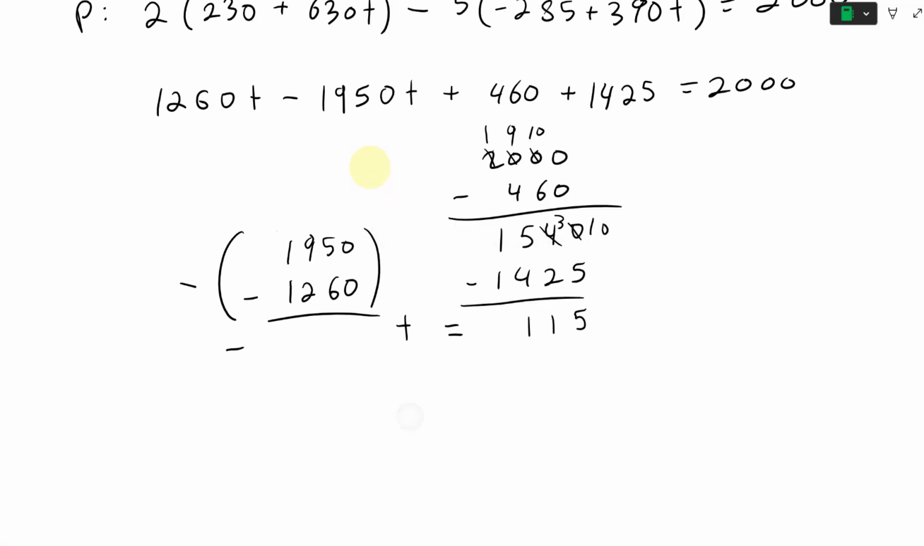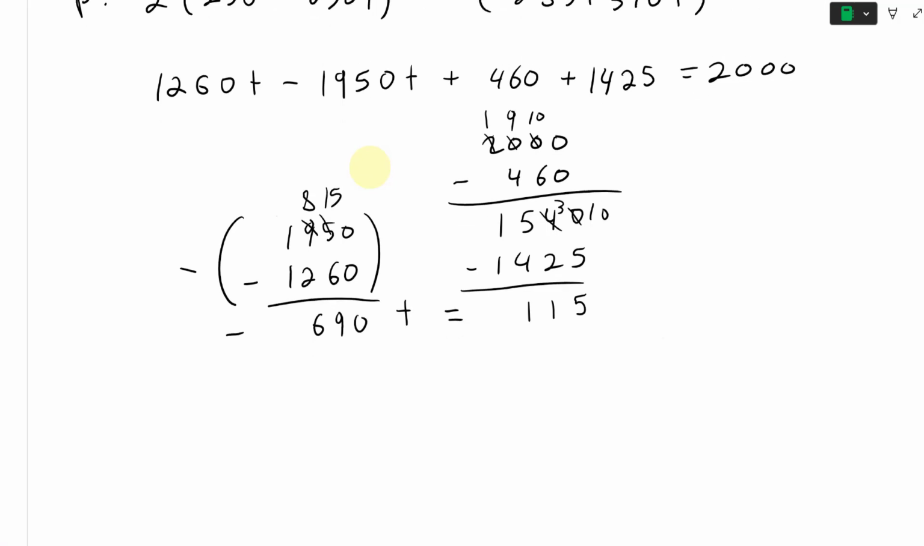So this equals negative. This would be 0 minus 0 is 0. This can be 15. This brings down the 8. So 15 minus 6 is 9. 8 minus 2 is 6. That's 0. 690, negative 690.